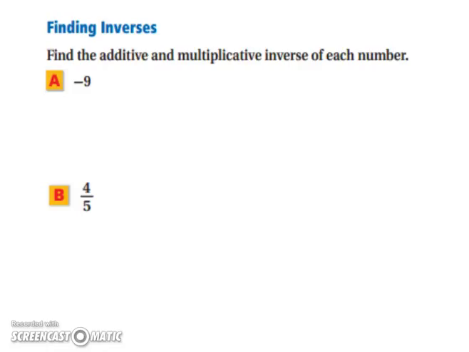Let's practice. Find the additive and multiplicative inverses of each number. So for -9, we'll start with our additive inverse. What would we add to -9 to make it 0? Well, -9 plus 9 equals 0. I'll rewrite that so you can see it a little better: -9 plus +9 equals 0. So there's your additive inverse.